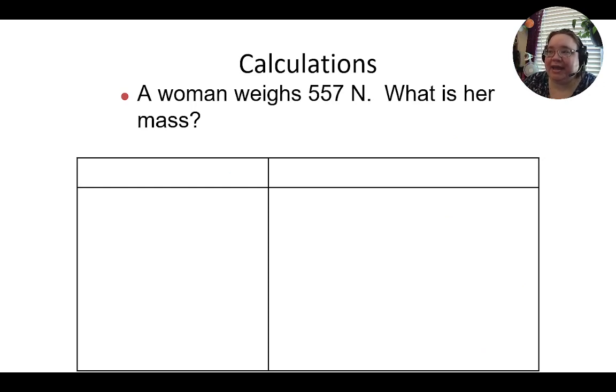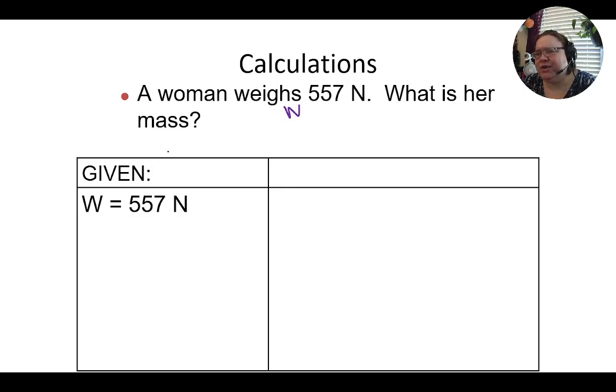So let's look at a couple of calculations. Now, unless otherwise stated, assume anything we're talking about occurs on Earth. If it doesn't occur on Earth, I'm going to have to give you the other place's acceleration. So a woman weighs 557 newtons, and it asks us what is her mass. Well, we can write down our givens. We know that my weight is 557 newtons, and that's weight. We know that it's asking for mass.